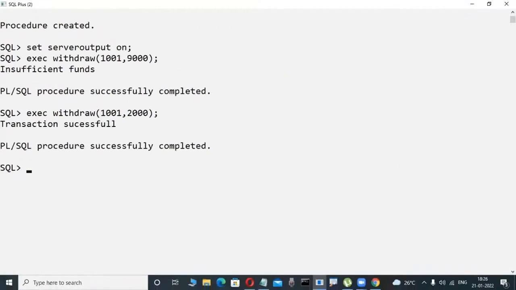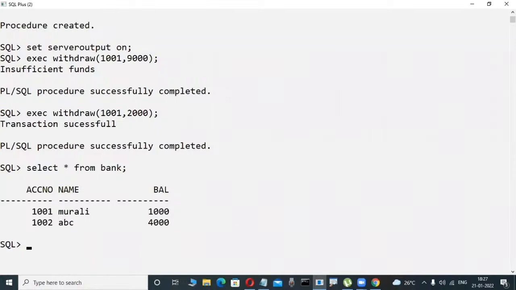Now, really, is that affected in a table or not? Compulsorily, in a database it is affected, then only your transaction, your banking system, is okay. So now it is successful. And now check it out, really, that is correct. In my bank table I try to observe it. So now here, yes, bank is a table. Now check it out, yes, here.